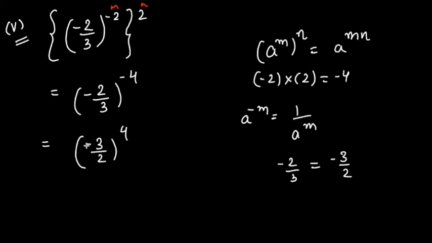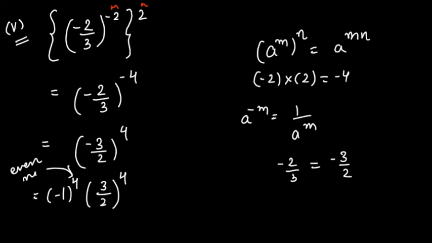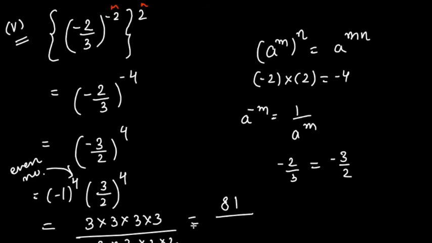It means now the minus sign, if I take it as minus 1 raised to the power 4 and then 3 by 2 raised to the power 4. Because minus 1 when you multiply 4 times, which is an even number, right? So your answer will be positive. Now 3 into 3 into 3 into 3 upon 2 into 2 into 2 into 2. How much? 3 3s are 9, 9 3s are 27, 27 3s are 81 and 2 2s are 4, 2 4s are 8, 2 8s are 16. So 81 upon 16 is the correct answer.